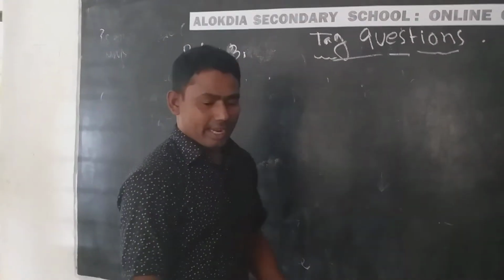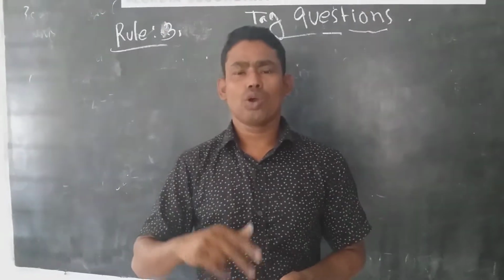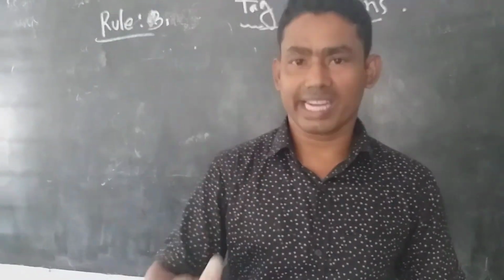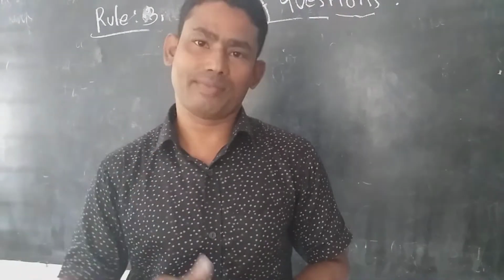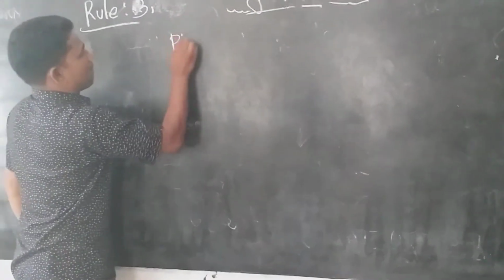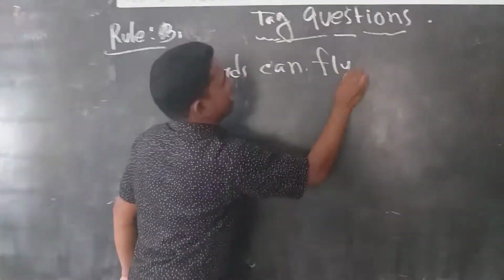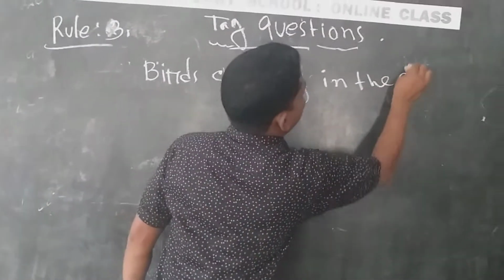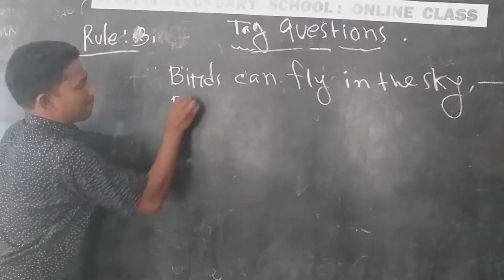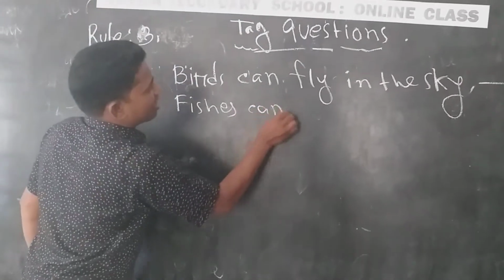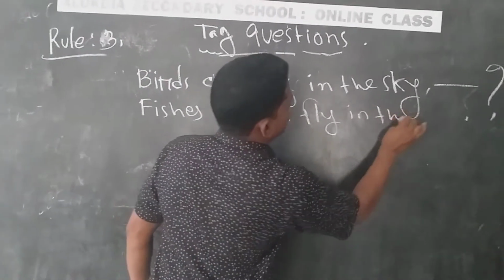Rule no 3. This is an important rule, that is, if the statement is affirmative, the tag question would be negative, and if the statement is negative, the tag question would be affirmative. That is, birds can fly in the sky. Another one is, fishes cannot fly in the sky.